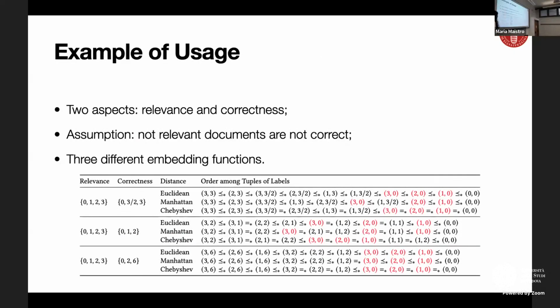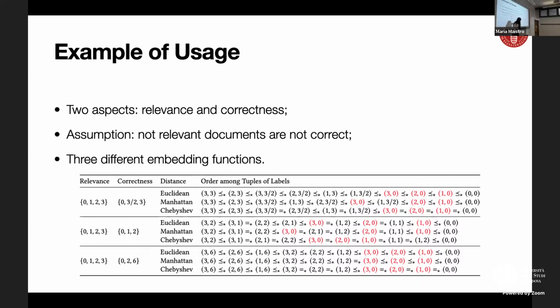So how is it used in practice? You have an example here. So we have here again relevance and correctness on the same scale. We consider different embeddings and different distance functions. And what happens is that here we assign the same range for relevance and correctness. Here we use the same step, so all the labels have 1 step size. And here we increase correctness to be in the range double that of relevance.